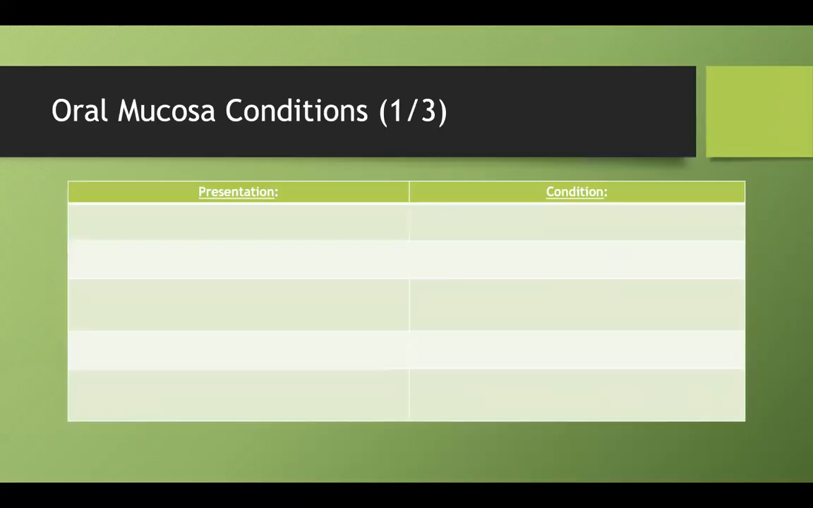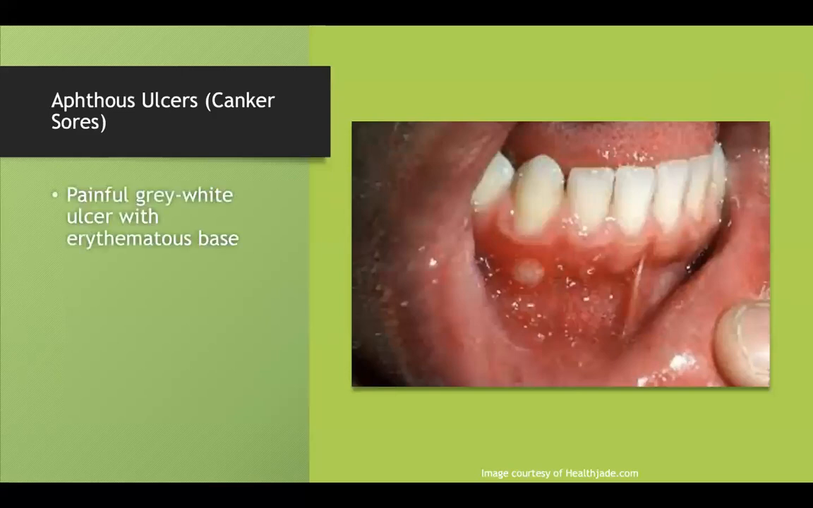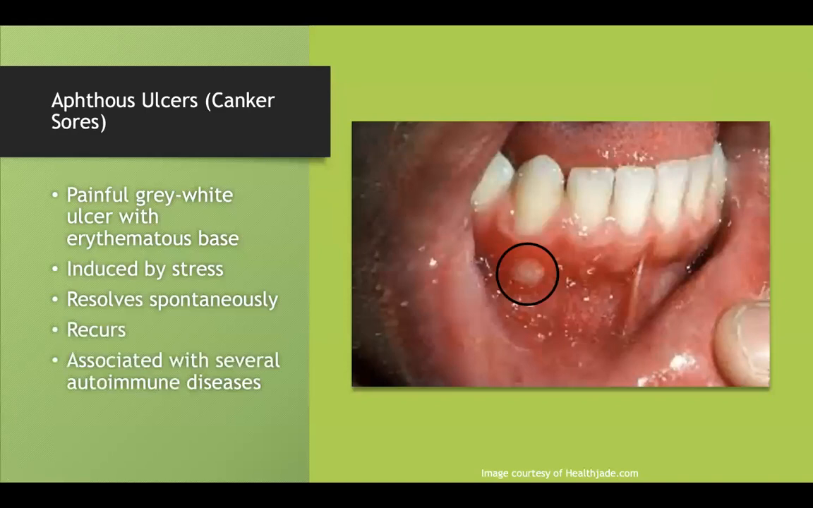Let's move on to some oral mucosa conditions. What's a painful gray-white ulcer with a red border associated with stress, local trauma, and several autoimmune diseases? These are called canker sores, but they like to say aphthous ulcers if you're taking a test. Now, canker sores are really painful. You can see one right there to the right, and you can see it's gray-white, and it's got this red, angry base around it. Again, induced by stress, and it can resolve spontaneously, but they often recur, and they're associated with many autoimmune diseases.